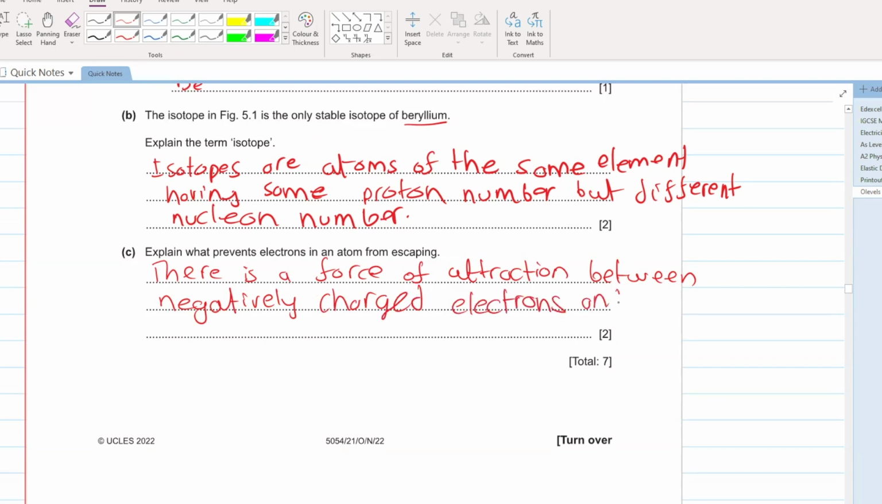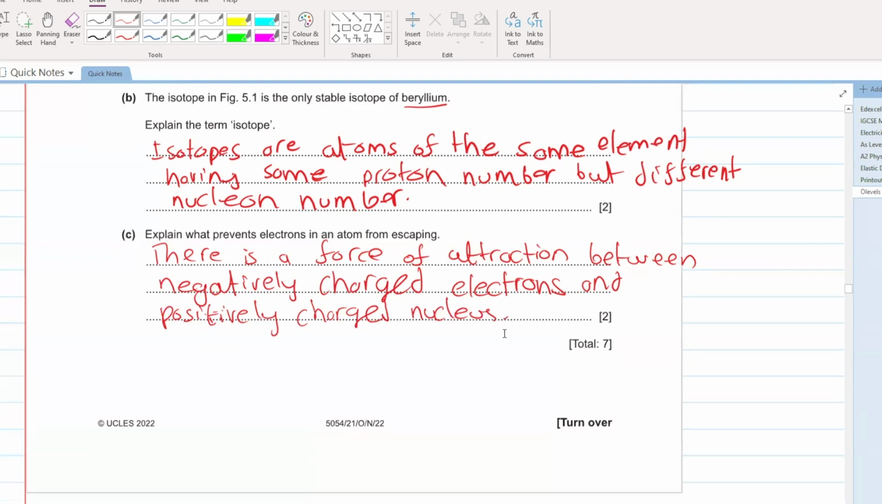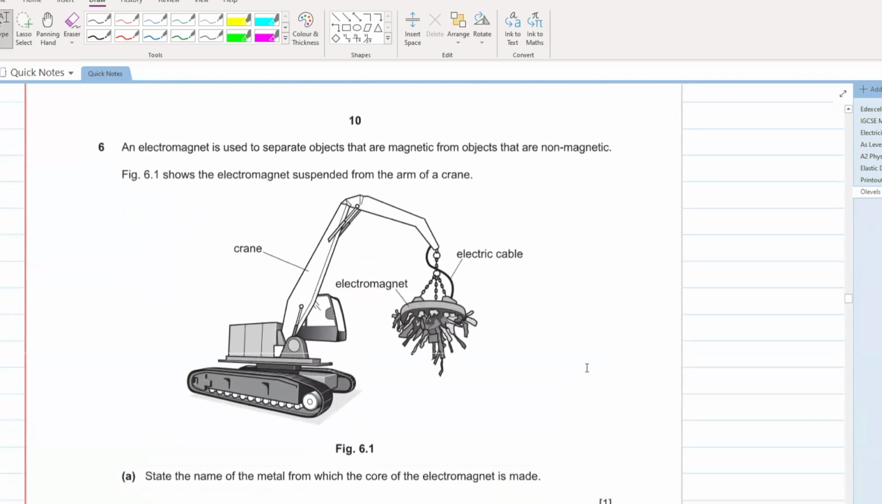And positively charged nucleus. Simple as that. Nothing complicated here. Let's further move ahead.